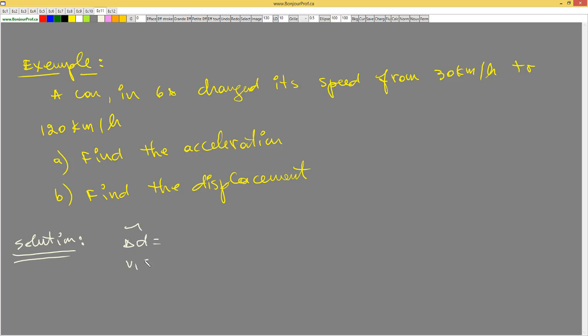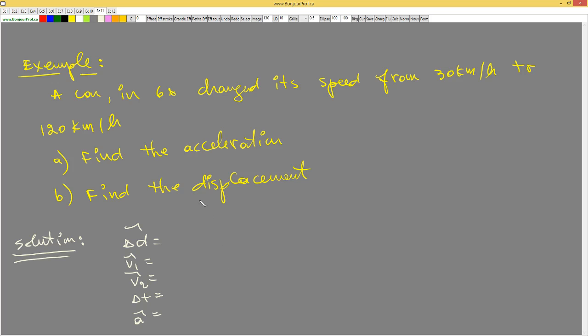V1. What is the other one? V2. Delta T and A. Good. These are my variables. The first thing I have to do to start my exercise is put in all my variables and see which data they gave me, which variables they gave me, and which ones they want me to find, because they will always give you some and you have to find others. It is always the same situation.